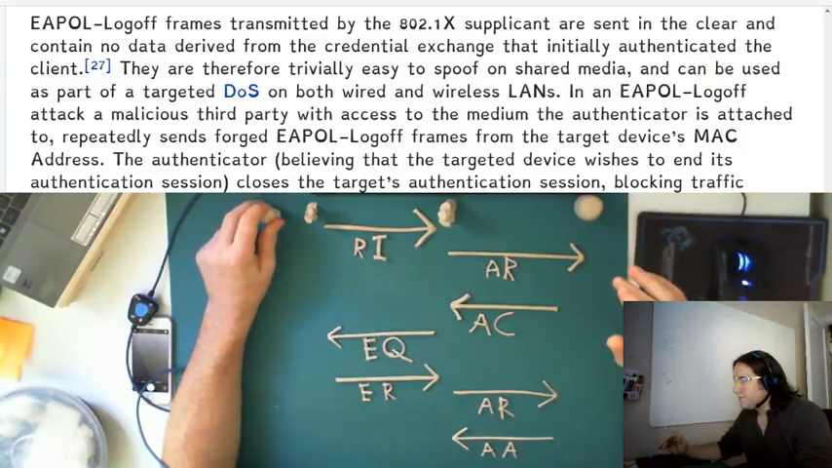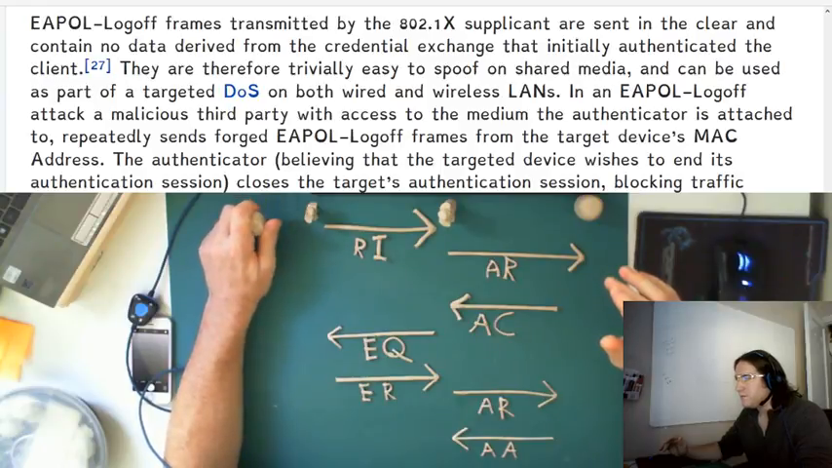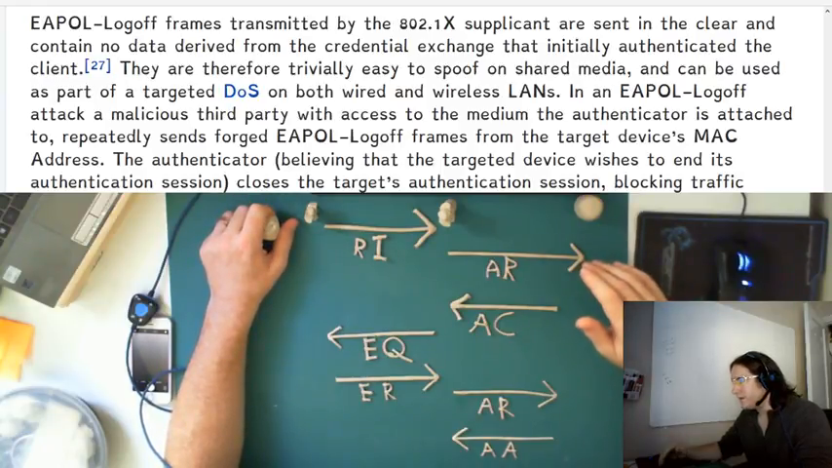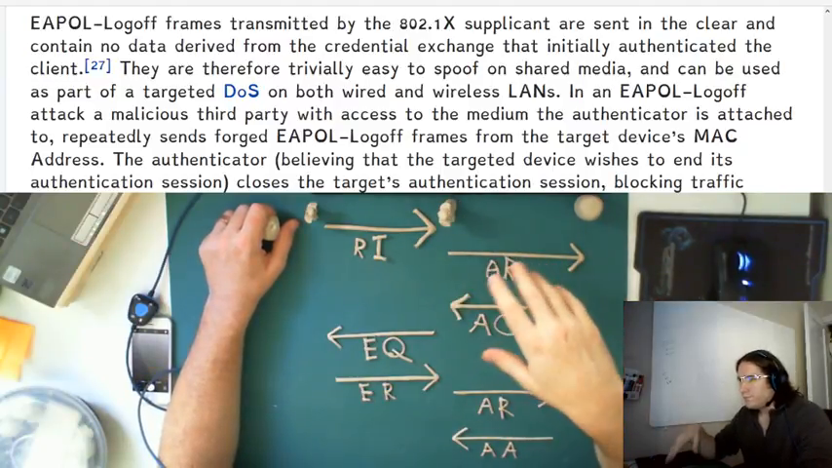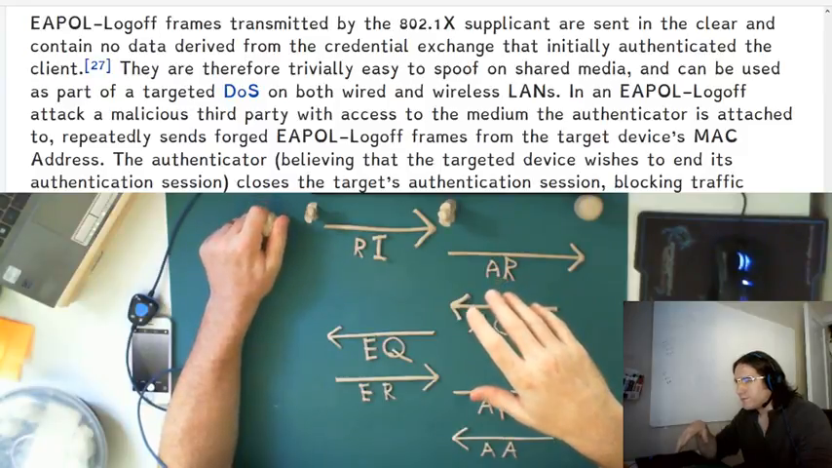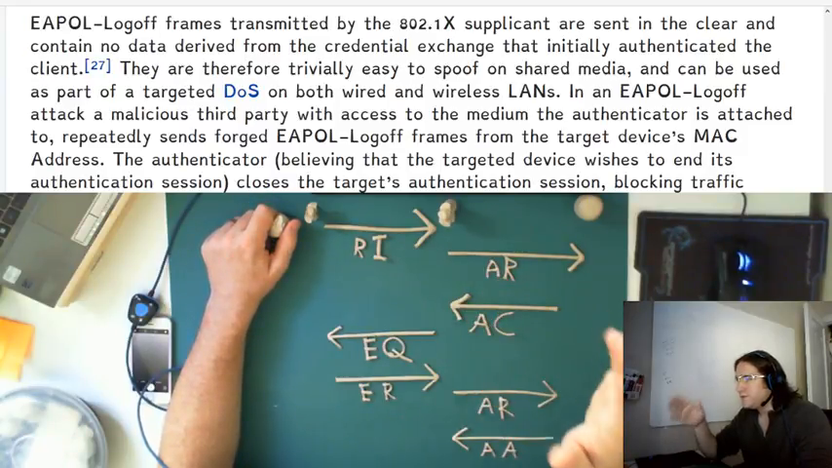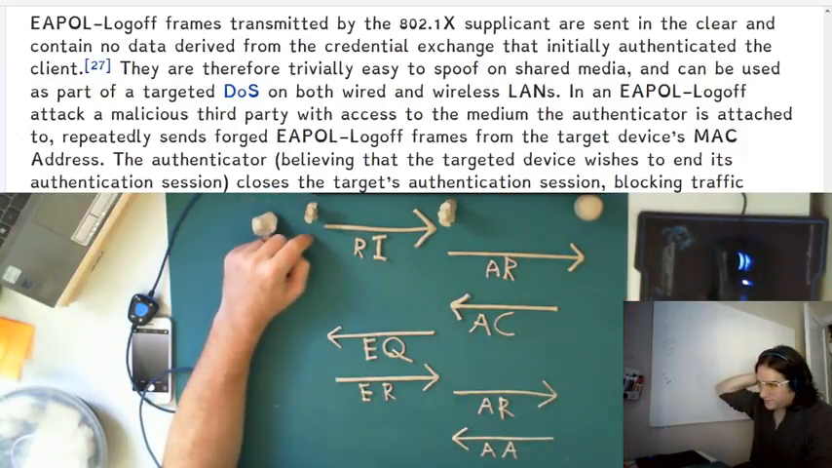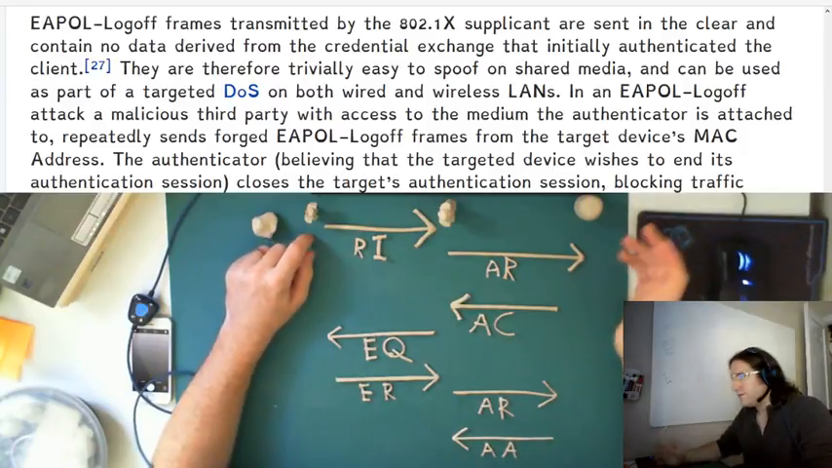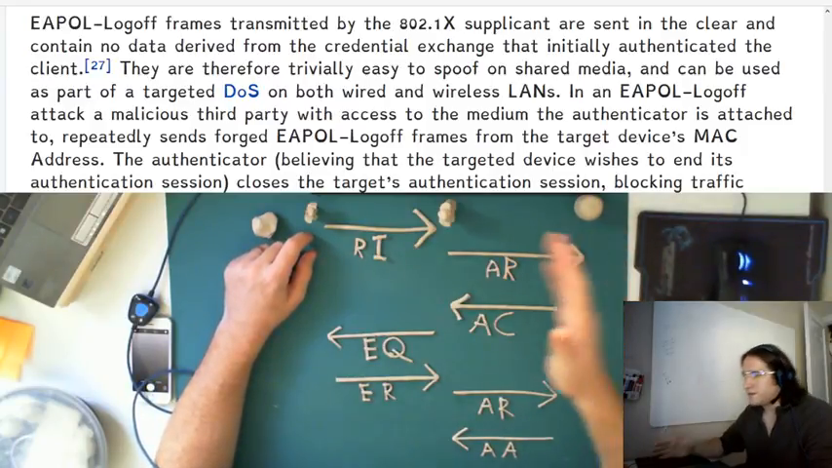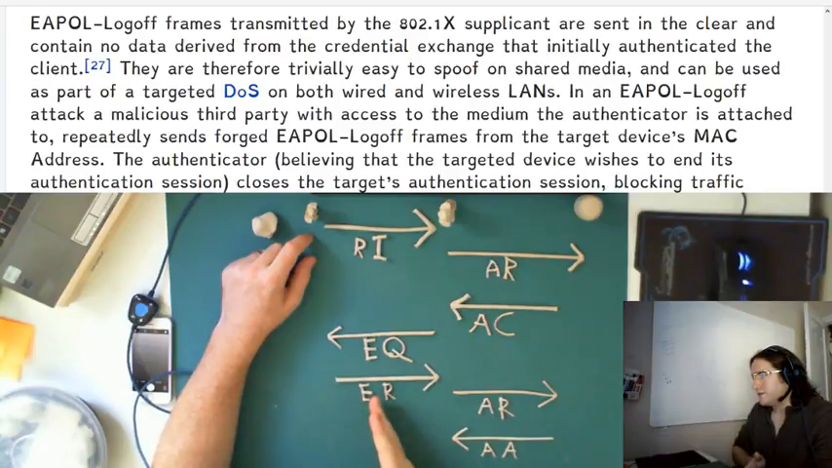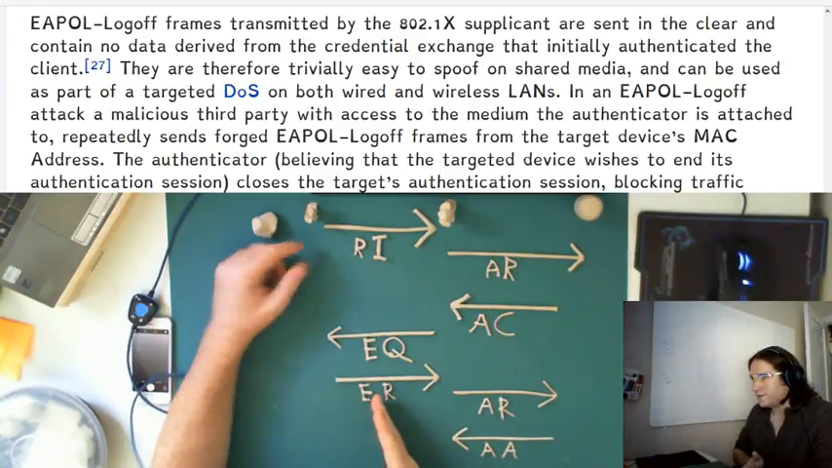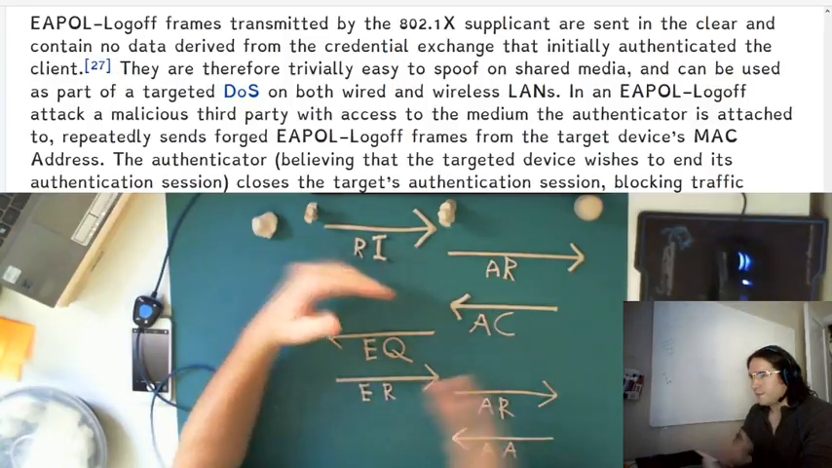An EAPOL logoff attack is when a malicious third party with access to the medium the authenticator is attached to repeatedly sends forged EAPOL logoff frames from the target device's MAC address. So the authenticator, believing the targeted device wishes to end the authentication, closes the target's authentication, blocking traffic ingressing from the target. Okay.